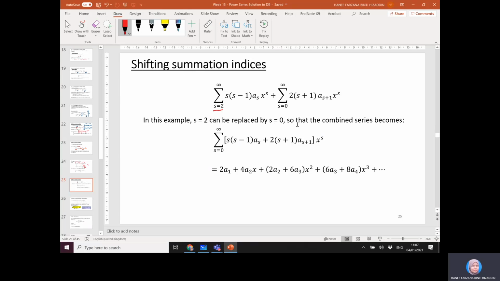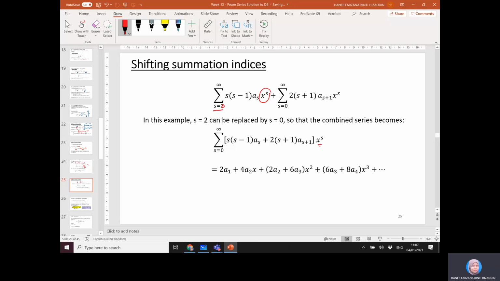s equals 0, so that the combined series becomes, so when you just put this one equal to 0, you don't need to do anything. So you just combine the series, starting from s equals 0, and then you factor out the x to the power s here, and then you just put in all the coefficients in front, okay, just factorize. And then this will become the combined series, and from here you can start to expand if you like.